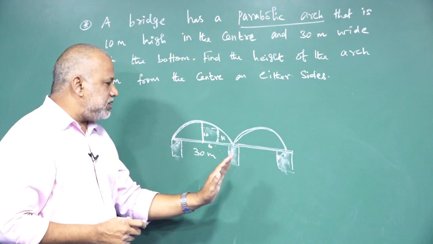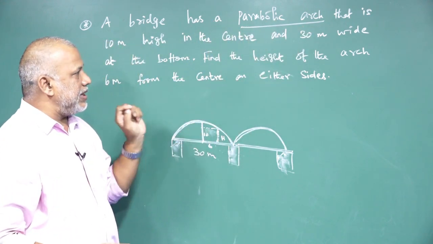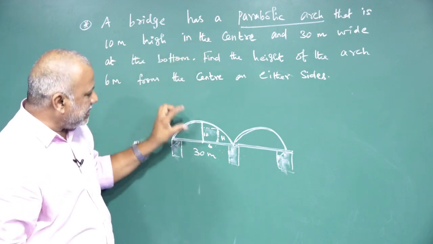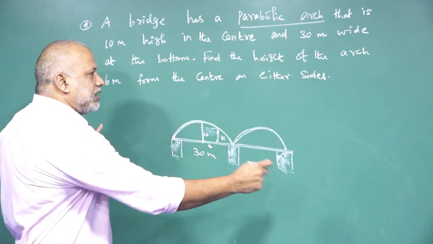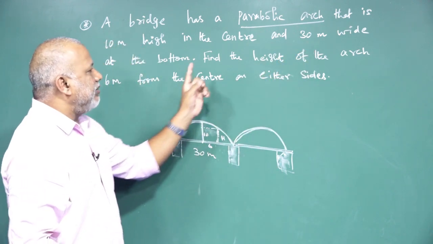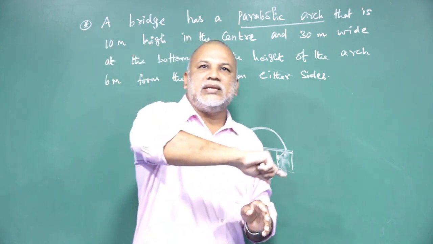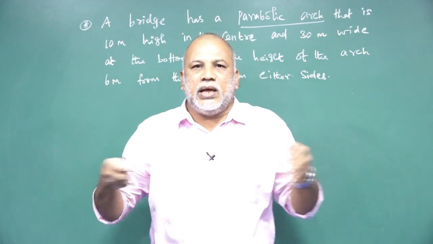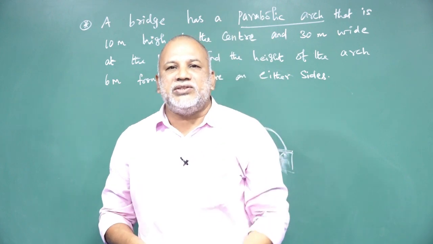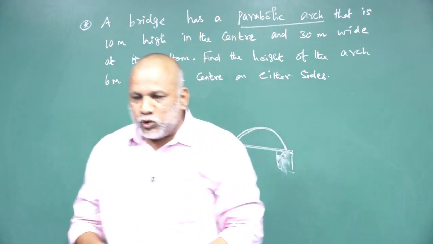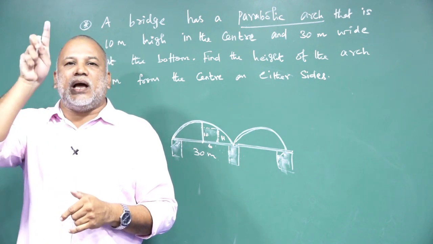So we are able to see a bridge. In this bridge we have a parabolic arch. See, this is a parabolic arch, 10 meter high at the center and 30 meter wide at the bottom. Find the height of the arch 6 meter from the center. See, there is a parabolic arch here. I am standing in the middle. In this middle place, the height of the bridge is 10 meter. I am going to move 6 meter from the center. Now I want to calculate the height of the bridge.